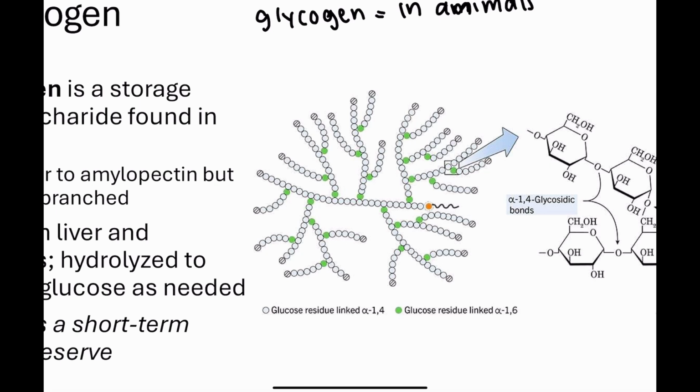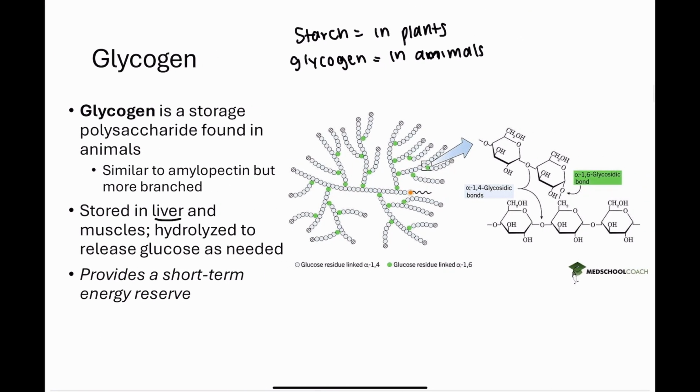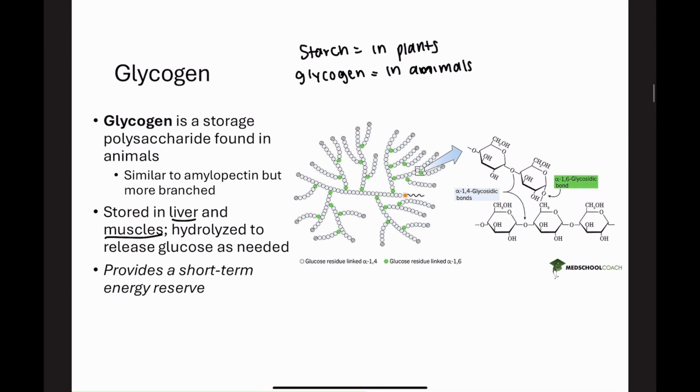And our glycogen is going to be stored in our liver and our muscles. And it's also going to be hydrolyzed as needed. But our glycogen reserves only last about a day. So glycogen is only able to provide a short-term energy reserve of 1 day.